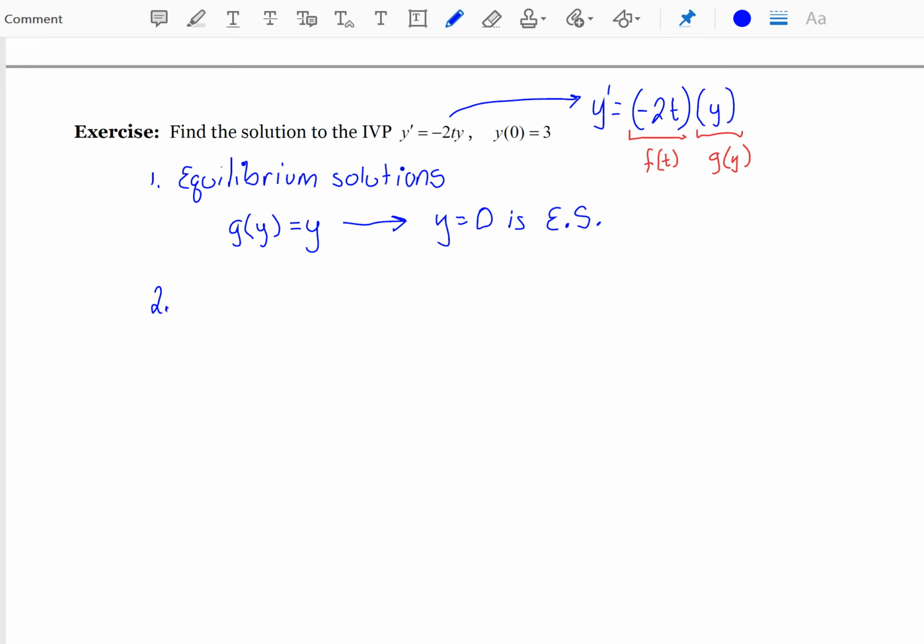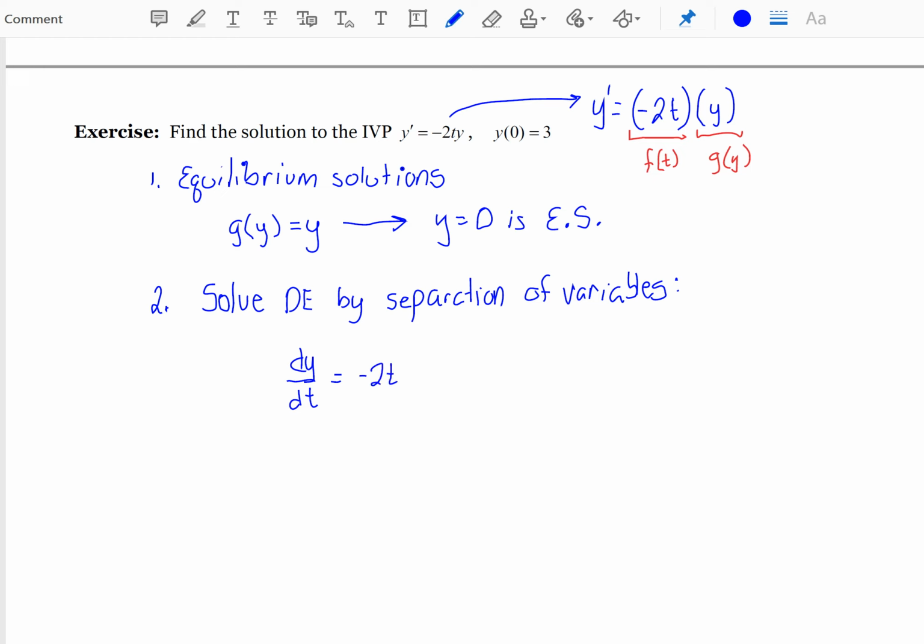Step 2. Let's go solve our differential equation by separation of variables. And it's helpful to start by writing y prime as actually dy dt. And then you have your negative 2t times y.